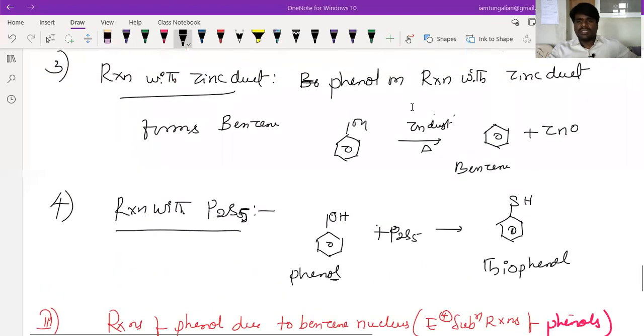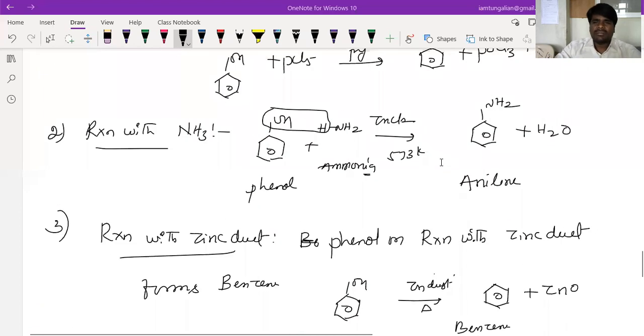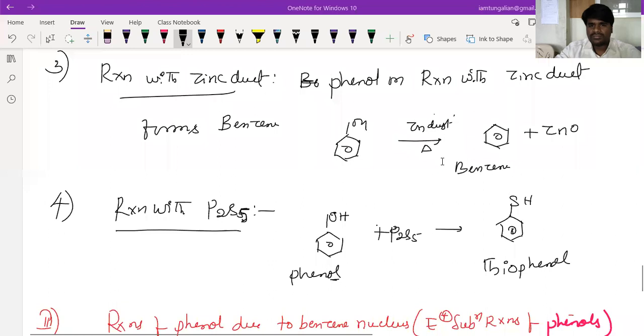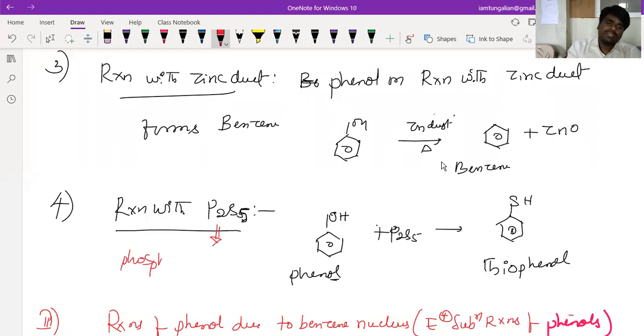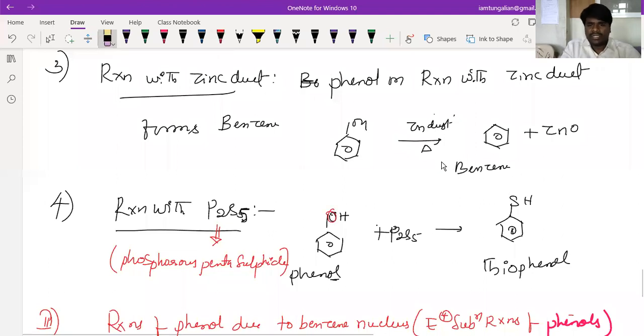See what I am telling, beta. In all these reactions, what is happening? This is phosphorus pentasulfide, beta. See what happens: here the OH group will be replaced. This OH group is replaced by SH, beta. Here OH is being replaced by hydrogen, beta.